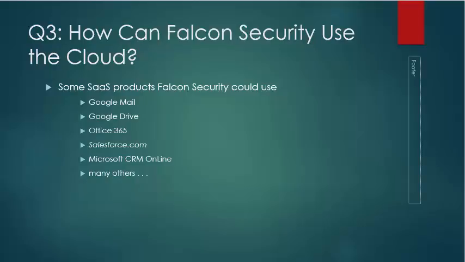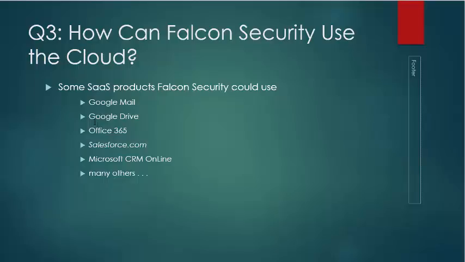So to answer question 3, how can the Falcon Security Company use the cloud? Some software as a service products that they could use: Google Mail. And within Google Mail, you also have Google Calendar, and that can be shared among the employees. They could store their data on Google Drive and make it password protected for certain people to get into, and then have certain areas that only company employees could get into.